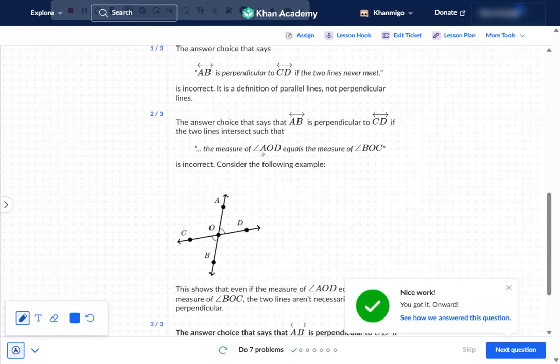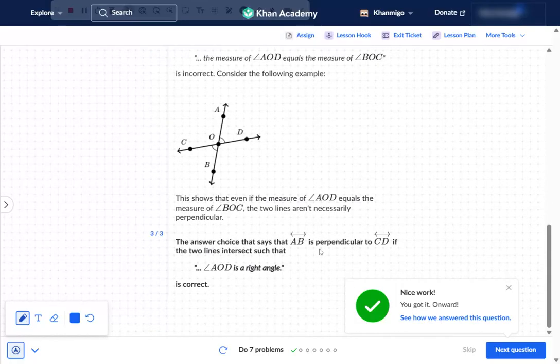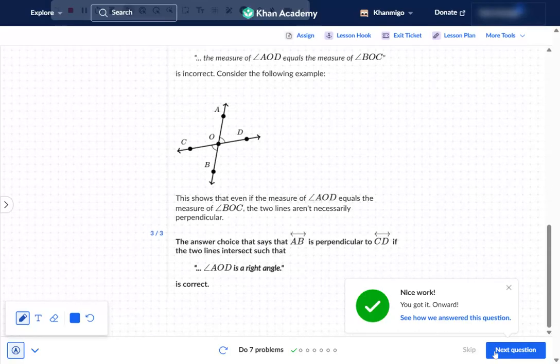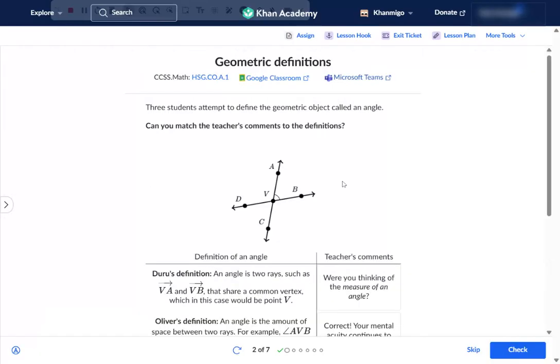Okay, let's see what their explanation was. Yep, it needs to form a right angle. Yep, just like what we said. Oh, I think this is showing why it's not. Yeah, perfect. This is just like what I said for the vertical angles, right? They could be vertical, but it doesn't mean that they're right. Not necessarily perpendicular. Awesome. All right. Next one, let's check.